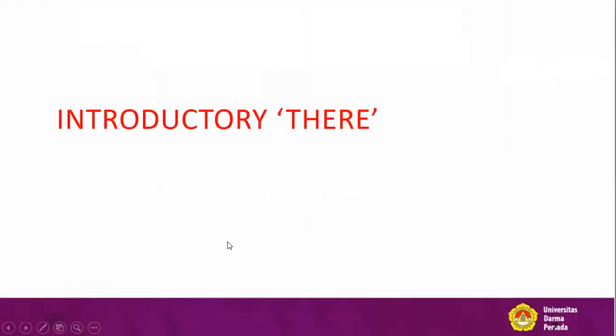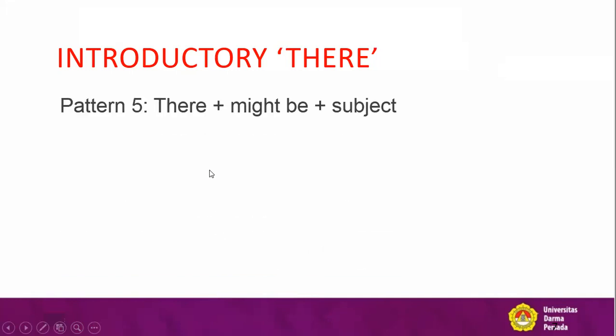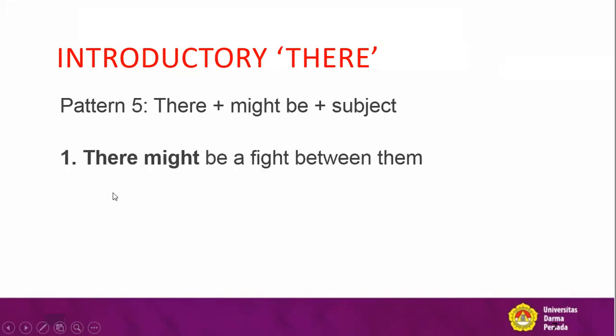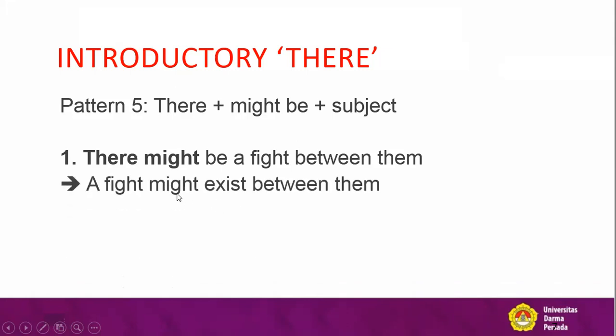Okay, now we have pattern 5: there, and then might be, and then subject. Actually, this is the same as must be. There might be a fight between them. A fight might exist between them.